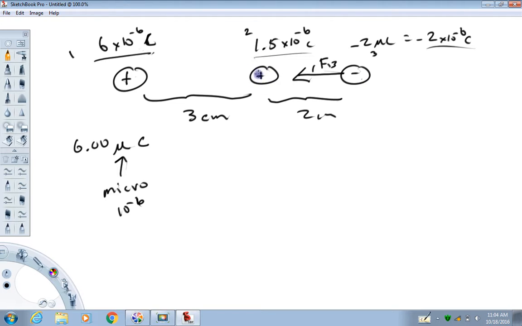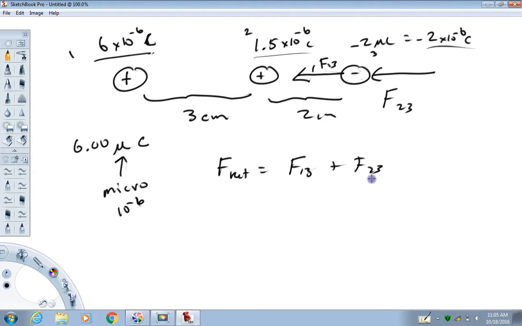This guy will also attract this charge, so that's going to pull it to the left as well. So I'm going to draw another force vector. I'm going to call that one F23 for the force from charge 2 onto charge 3. These forces are in the same direction, so they're going to add. So what we would call the net force is the sum of the two. So that's going to be force 1,3 plus force 2,3.